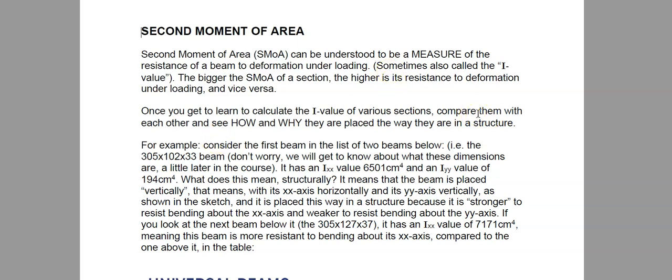It's a measure of the resistance of a beam to deformation under loading. Now, a beam is supported at its ends, and it's got a load at the top there, so it wants to bend, sometimes also called the I value. The bigger the second moment of area of a section, the higher is its resistance to deformation under loading, and vice versa. Once you learn to calculate the I values of various sections, which we are going to do now, compare them with each other and see how and why they are placed the way they are in the structure.